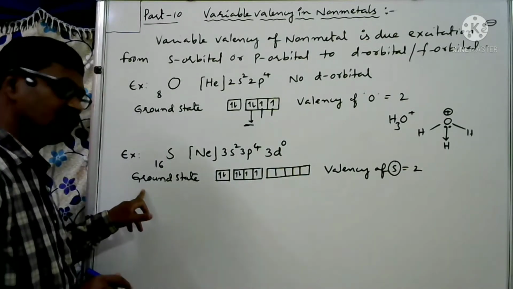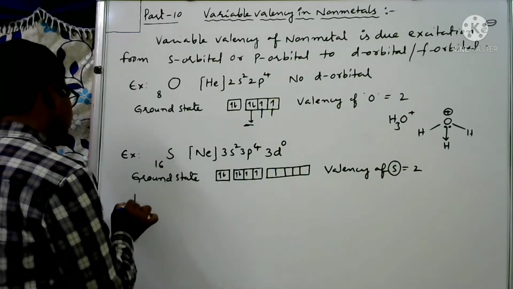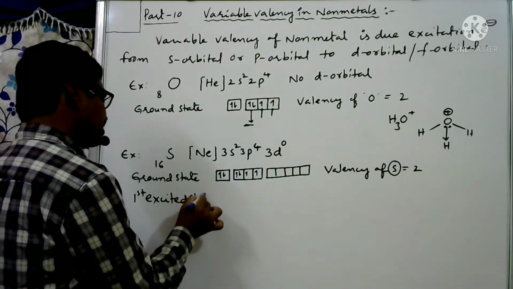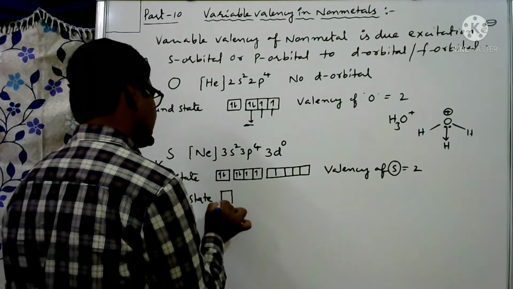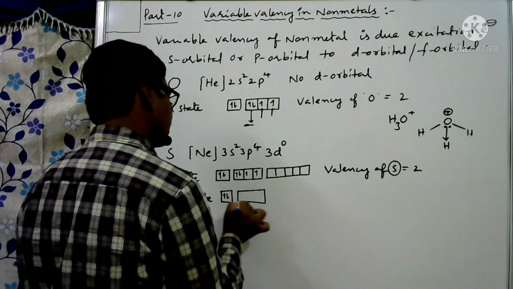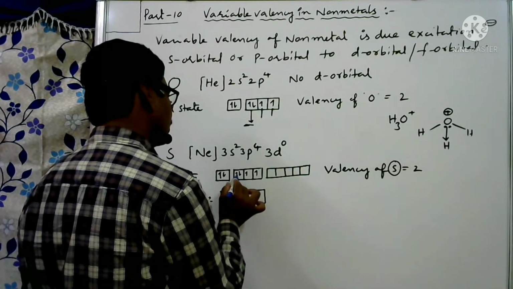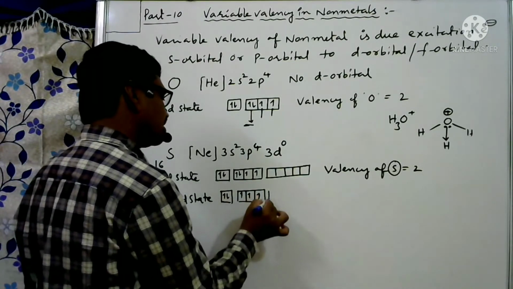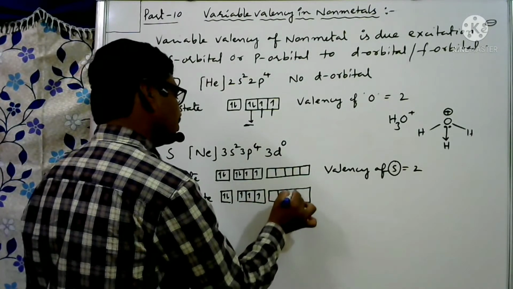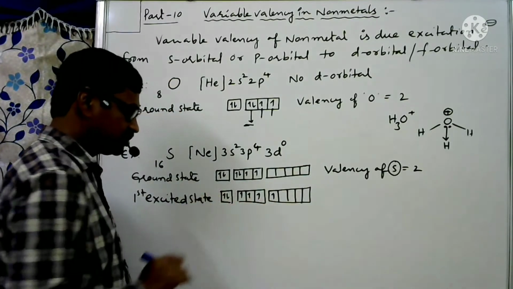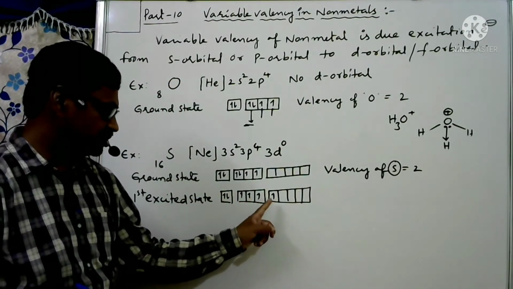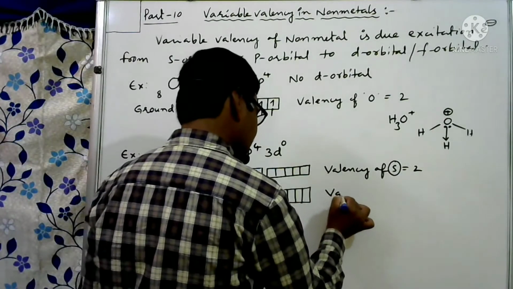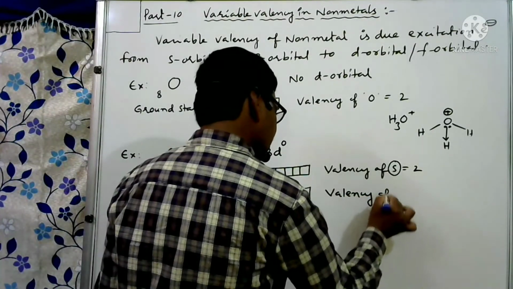Here, along with the ground state, we have two more. The first one is the first excited state. Here, this electron pair remains as it is in the p orbital. Total how many electrons? One electron pair and two single electrons. Here, this electron pair splits and enters the d orbital. So you can observe how many single or unpaired electrons are present now: 1, 2, 3, 4. Four single electrons means the valency here is 4.